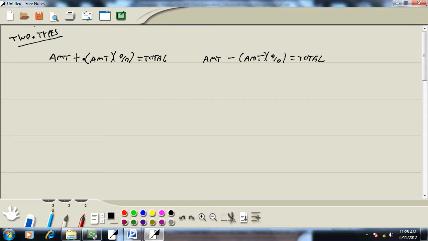An example of the first one is sales tax. Buy something in the store for $10. I go up there and they take my $10 plus $10 times the sales tax percent, and that gives me the total I have to pay. The second one here is like a discount rate. You start with your amount minus your amount times a percent, and that gives you your discounted price. You're knocking 20% off, for example.